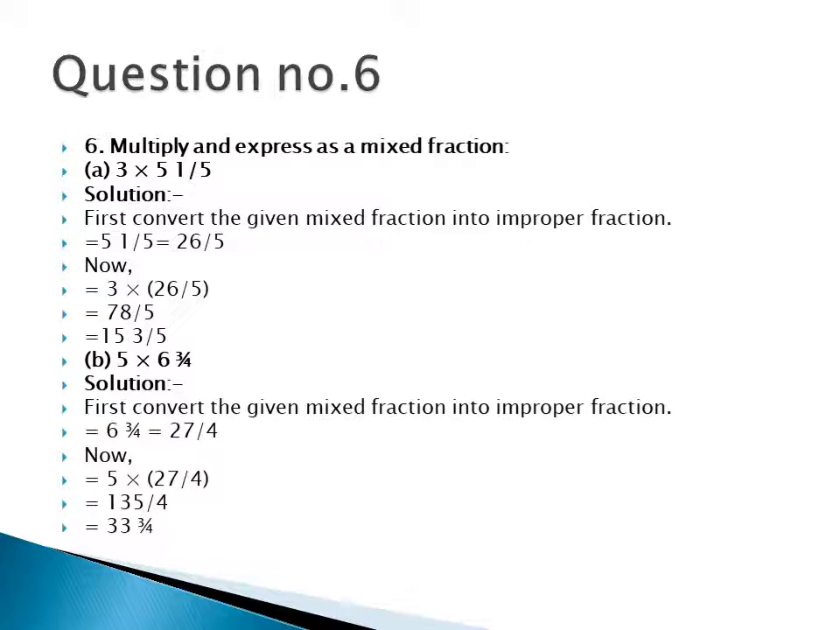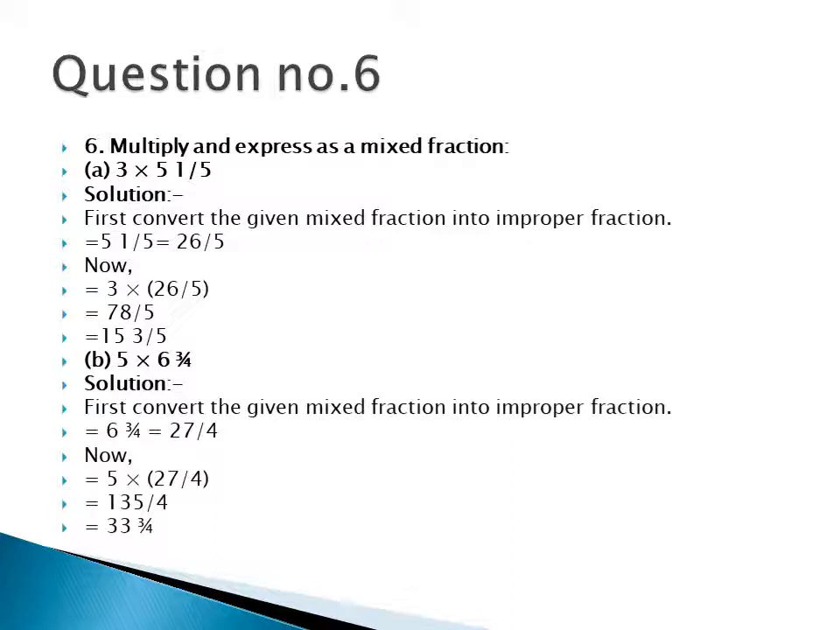Solution. Here also the mixed fraction is 6 integer 3 by 4. First convert the given mixed fraction into improper fraction. So 6 integer 3 by 4, 6 fours are 24, 24 plus 3 will give you 27, which equals 27 by 4. You know how to convert the mixed fraction to an improper fraction. Now what is our question? 5 into 6 integer 3 by 4. So we obtained 27 by 4 in the place of 6 3 by 4. So 5 into 27 by 4.